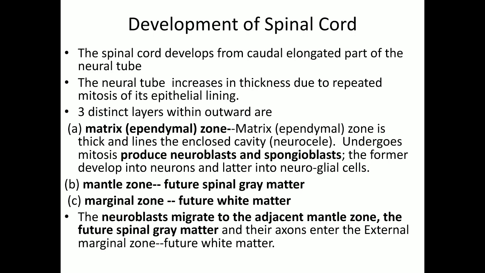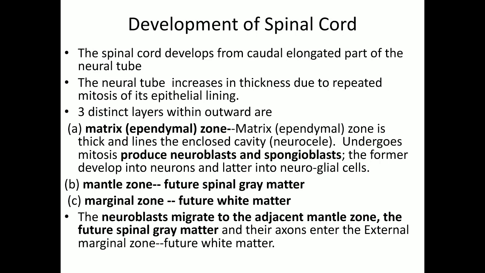This neural tube increases in thickness by repeated mitosis of its epithelial lining, and it will form three layers from inner to outward. The inner to outer layers are the matrix zone, mantle zone and the marginal zone. The innermost layer, which is lining the neural tube or the neural cavity, is called the ependymal lining or the matrix zone.